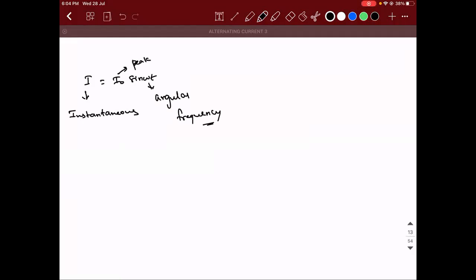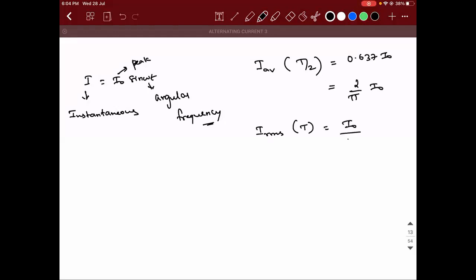Then we have the average value of AC, which is defined for half a time period. So how is the average value given? It is 0.637 times I naught, or 2 divided by pi times I naught. Similarly, you have I RMS, which is defined for a complete cycle, and its value comes out to be I naught divided by root 2, or 0.707 times I naught. Right?